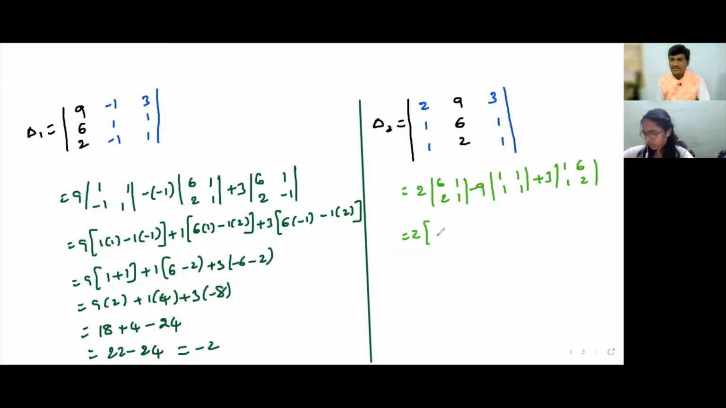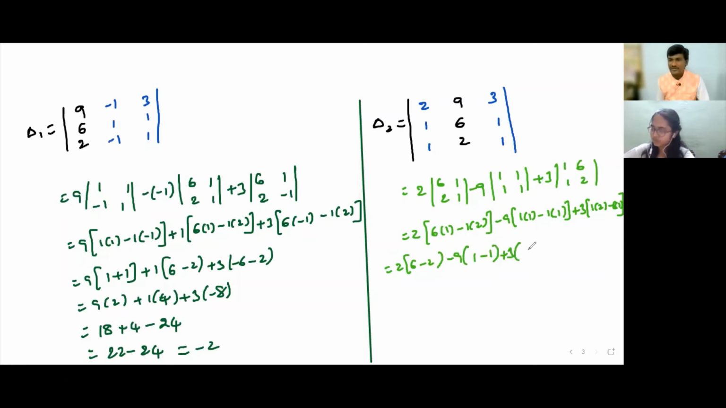This is equals to 2 into (6 into 1 minus 1 into 2) minus 9 into (1 into 1 minus 1 into 1) plus 3 into (1 into 2 minus 6 into 1). That is 2 into (6 minus 2) minus 9 into (1 minus 1) plus 3 into (1 two's are 2 minus 6 ones are 6).